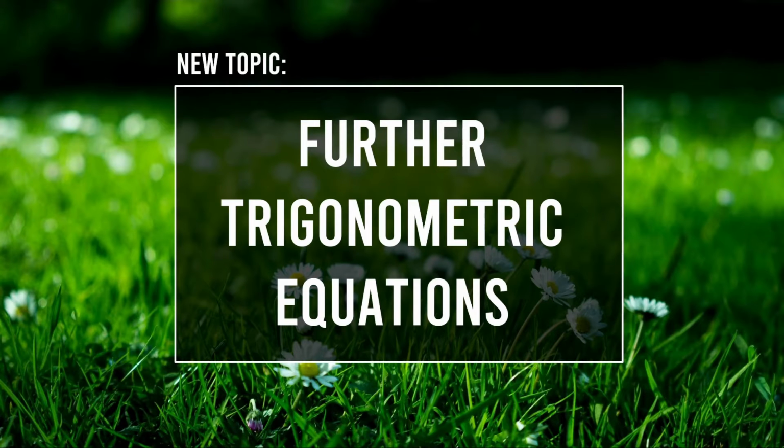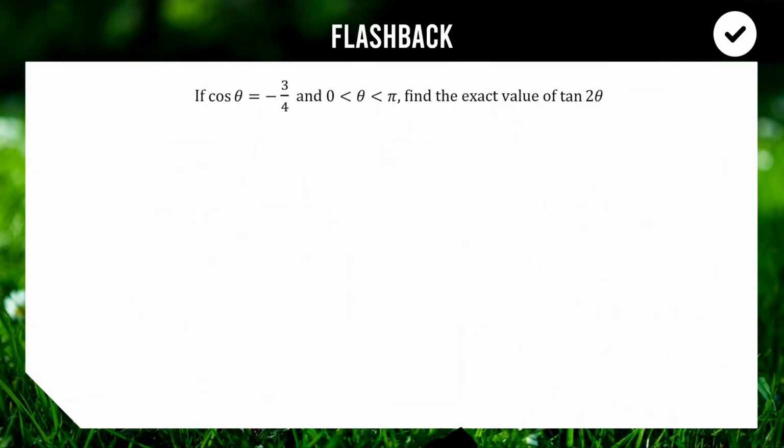Before we dive into today's lesson, let's do a quick revision of some important concepts that we're going to need from the Year 11 course, starting off with this flashback question. We have: if cos theta is equal to -3/4 and theta is between 0 and pi, find the exact value of tan 2 theta.